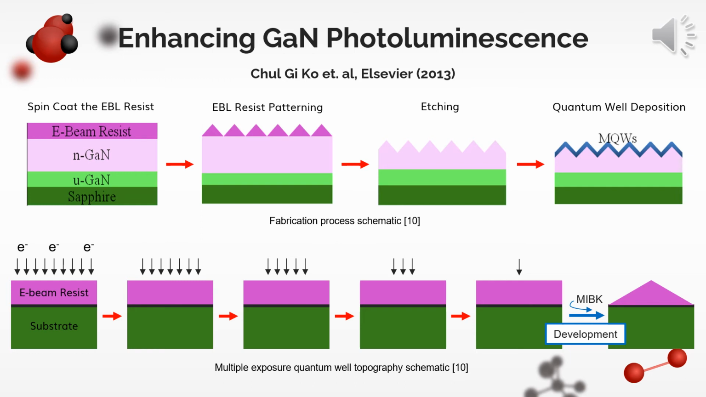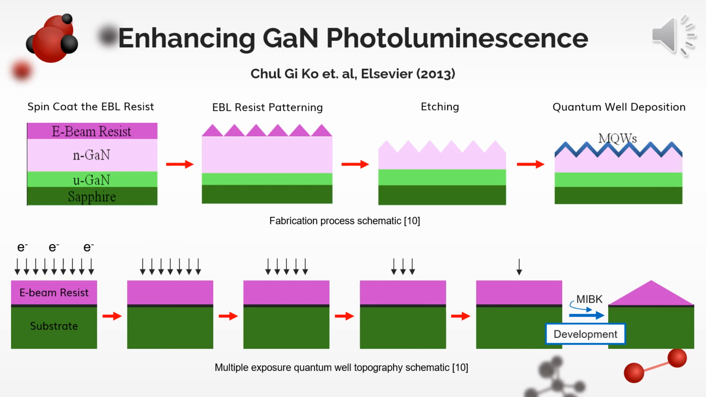To achieve the quantum well resist pattern, they exposed the resist 5 times with an overlapping dosage, increasing from the corners to the center of the triangle. This is visualized in the schematic on the bottom of the slide. After exposure, the resist was developed using TMAH. Then, the samples were etched via inductively coupled plasma to translate the pattern into the gallium nitride layer with either a 100 or 200 nanometer pitch.